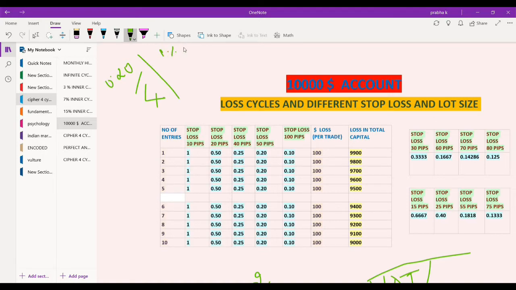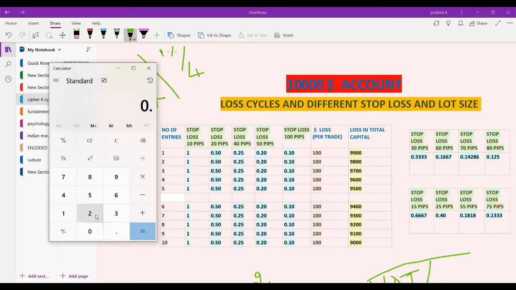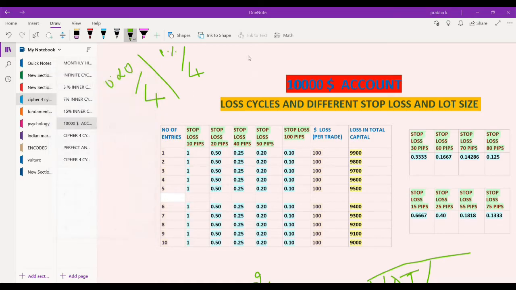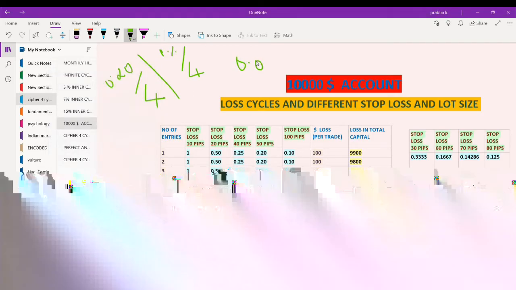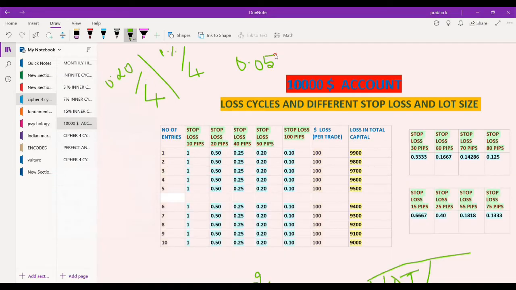1% risk divided by 4. You can do that also. So if you plan this both ways, you will get an idea correctly. 0.20 divided by 4. Okay, I'm going to use only 0.05 lot size as a fixed one in my four pairs which I'm going to use.